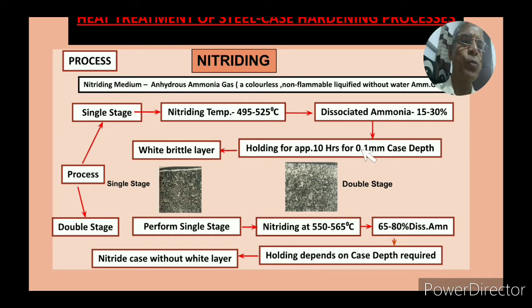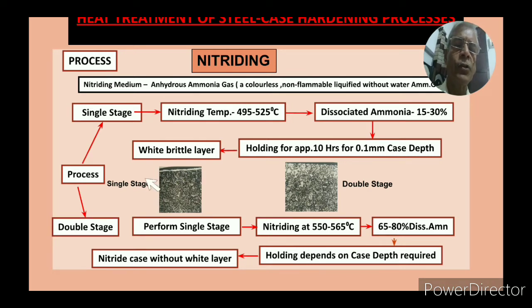Then you can produce this 0.1 mm case depth. After that, this is cooled, and finally it comes out here. But when you see the micro of this particular case, you see a white layer. This is shown here in the single stage process. The base structure is there, and in the case you see a white layer, and this layer is quite brittle, so it is not desired.